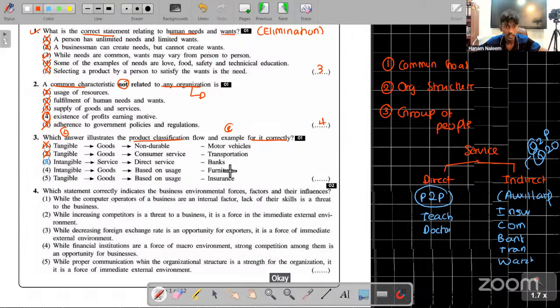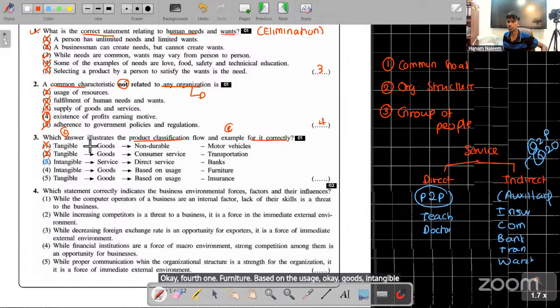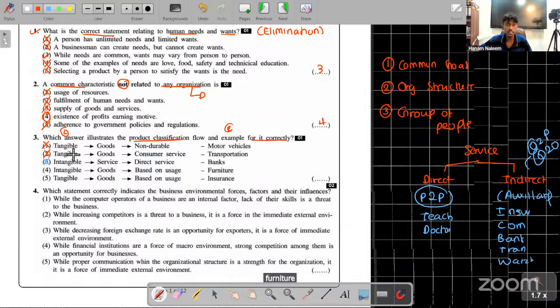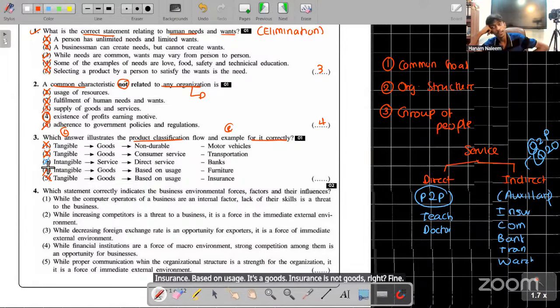Okay, fourth one. Furniture. Based on the usage, okay, goods, intangible. Is that classification correct? Furniture is goods, right. No, they are saying intangible, right? Wrong. Insurance. Based on usage, it's a goods. Insurance is not goods, right? Fine. That's also wrong. All five wrong.